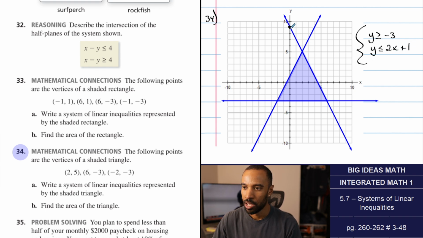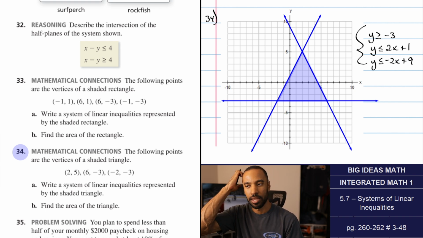And the third one has a y-intercept of 9, and it's isosceles. It must go down 2, right? It looks like down 2 over 1, down 2 over 1 like that. So -2, and we are below that one as well. Y is less than or equal to -2x plus 9. So those are my 3 that I'm getting there.